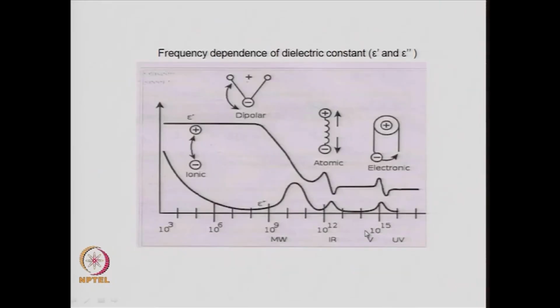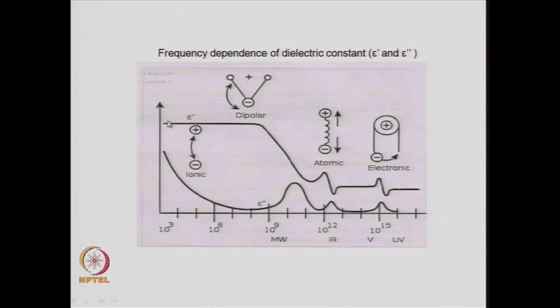Now, this can be shown as a plot where you show on the y axis the dielectric constant. You can plot either the real part of the dielectric constant, which is alpha prime, or the imaginary part of the dielectric constant, which is alpha double prime.